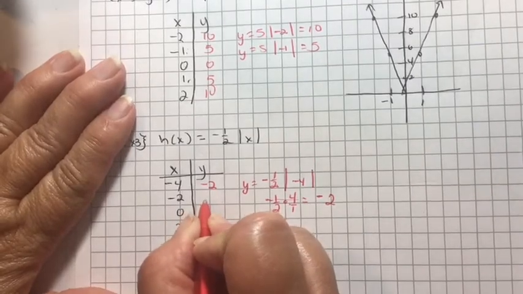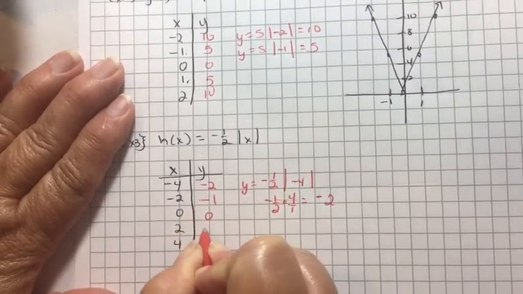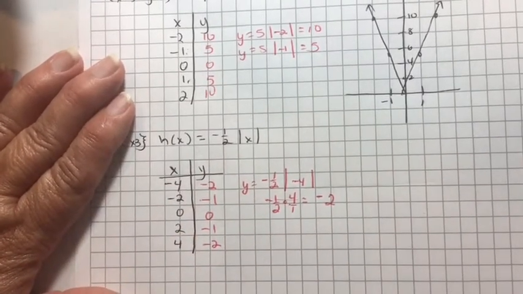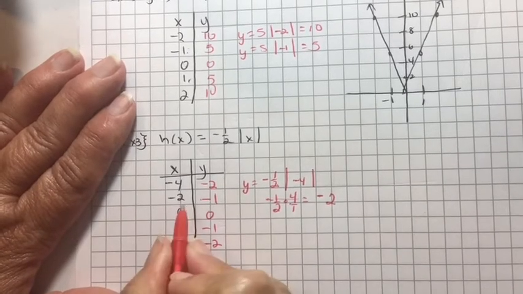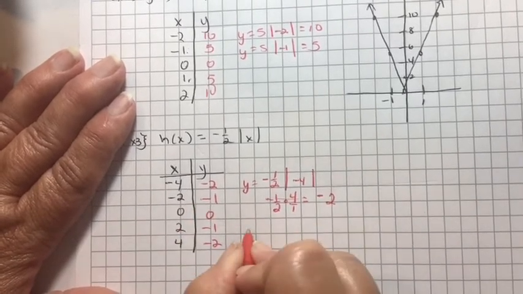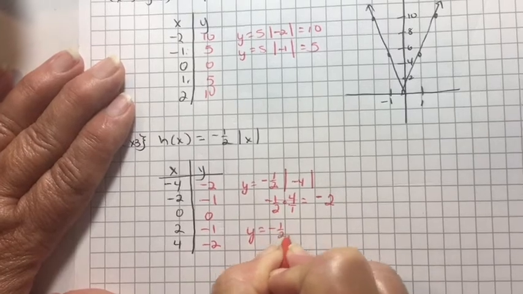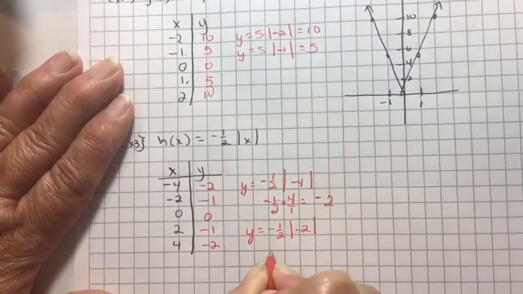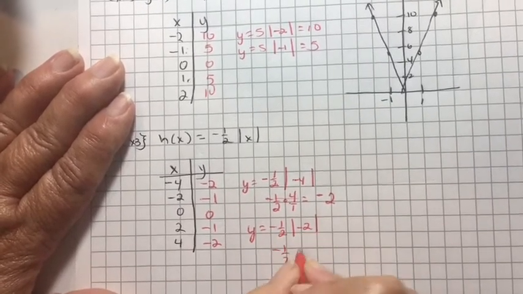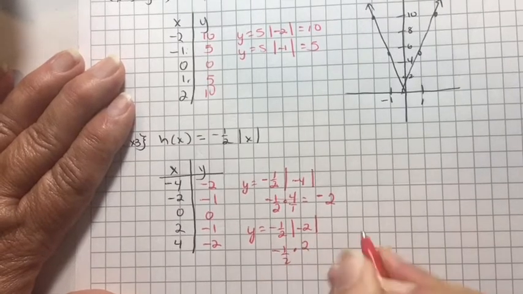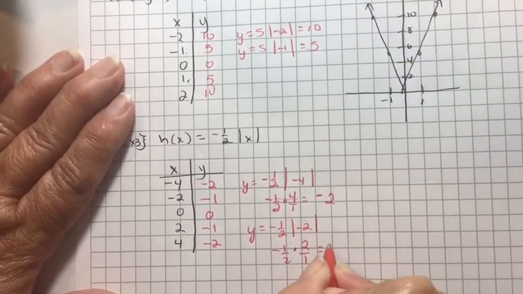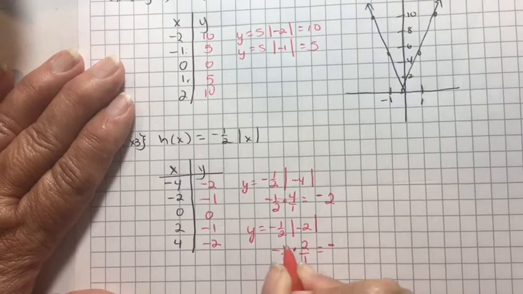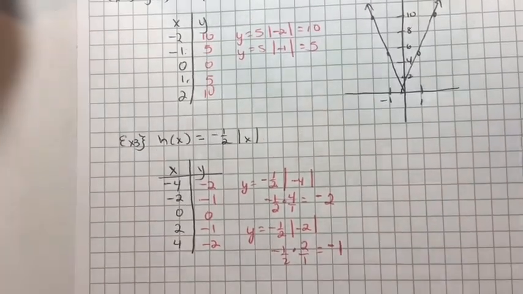All right, you have a -2. You should have had a -1, 0, -1, and -2. Let's tackle the -2 just so you can see how that was done. It's -1/2 times the absolute value of -2. So it's a -1/2 times a +2. Negative times positive is negative. 2/2, or half of 2, is 1.